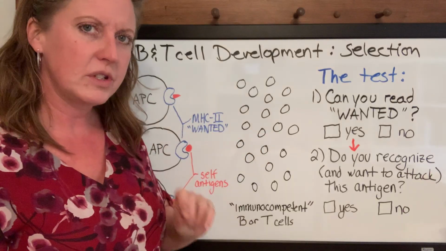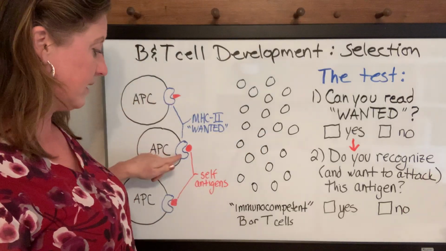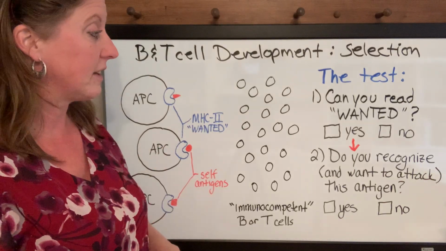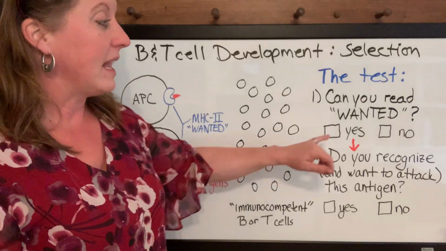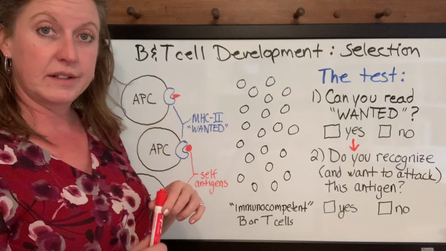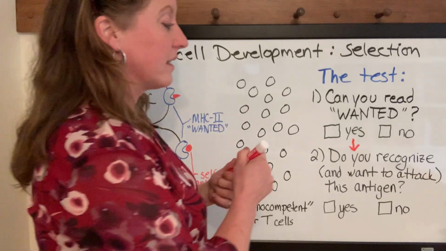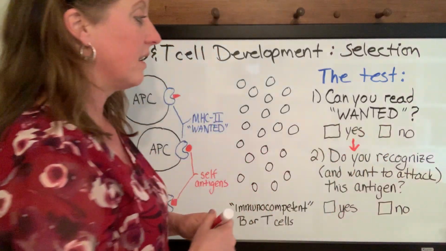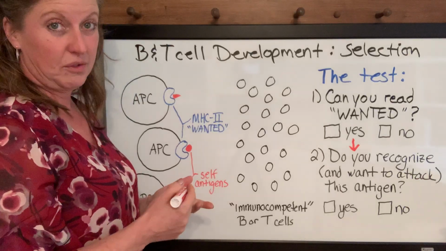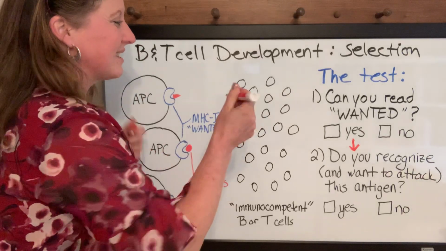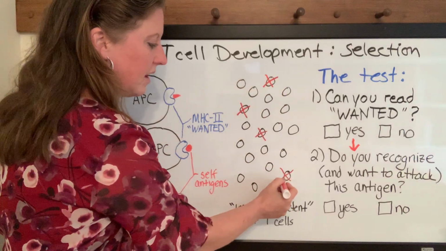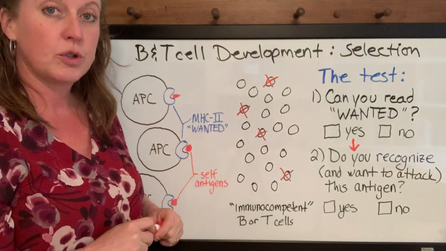Do you, as a B or T cell, know that you need to look in this MHC2 to see if you can find the antigen that your receptor matches? So, if a cell cannot recognize the MHC2, it just comes up to the antigen-presenting cell and goes, duh, then the answer is no, I can't read the wanted sign or the MHC2. And any cell that can't even read that is kind of a dud. And while it's not killed, it is removed from the population that will eventually make it out into the body.